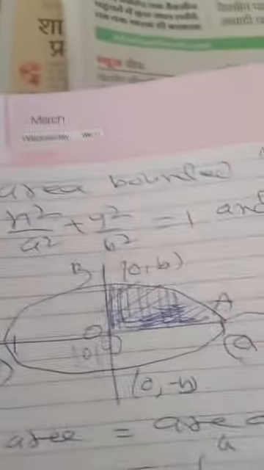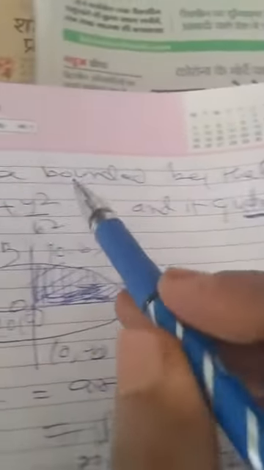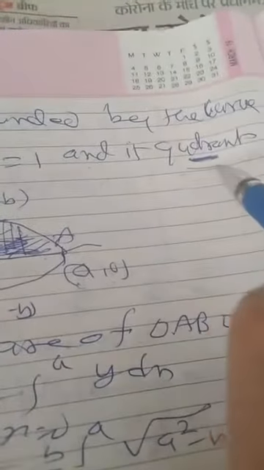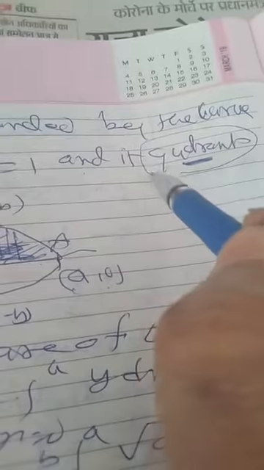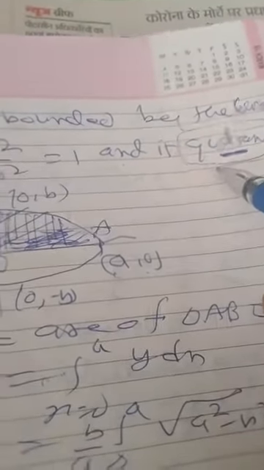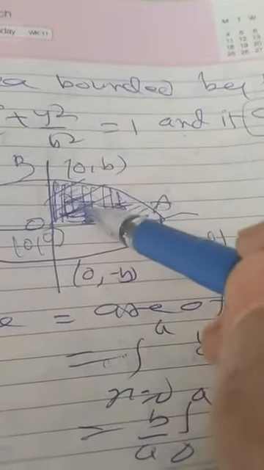Next question is: again, find the area bounded by the same curve, x square by a square plus y square by b square equals 1, and its quadrant. Here the new word included is the quadrant. The meaning of quadrant is that we are getting only one part of it, that is the first quadrant.